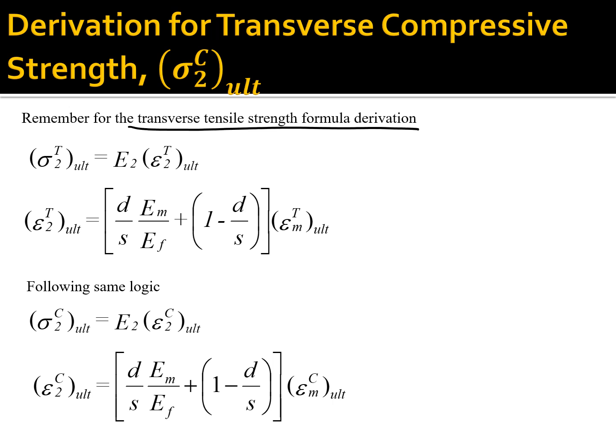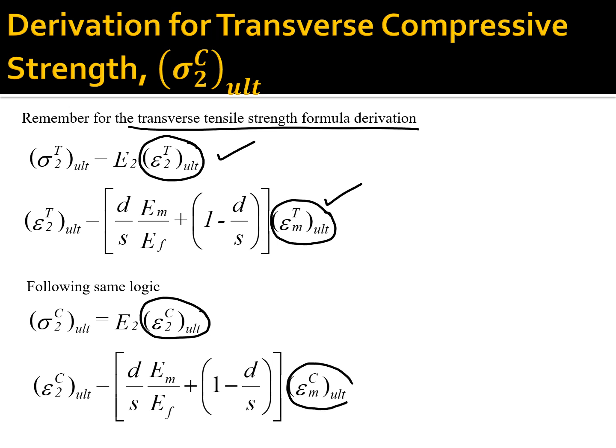So the only thing you have to recognize is that this is what we got as the formula for our ultimate tensile strength in the transverse direction. The only thing we are doing now is that the ultimate tensile strain in direction 2 is replaced by the ultimate compressive strain in direction 2. And here, rather than using the ultimate tensile strain the matrix can take, now we are substituting the ultimate compressive strain the matrix can take. So that's the only difference.